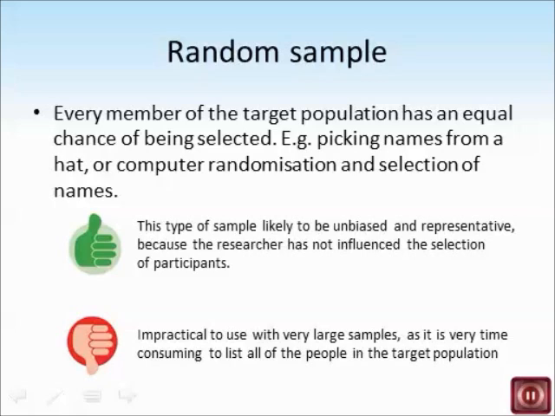If every nth person from a list is selected, so for example every fifth person, this is called a systematic sample. A systematic sample is only random if the number is generated randomly, perhaps by rolling dice.